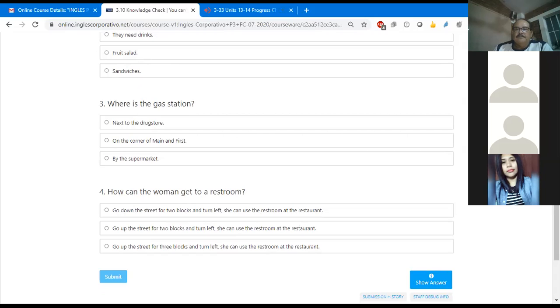4. Can you help me? Is there a restroom around here? Oh, sure. There's a restaurant not far from here. They have a restroom. Go up this street for 2 blocks and turn left. Thanks a lot.